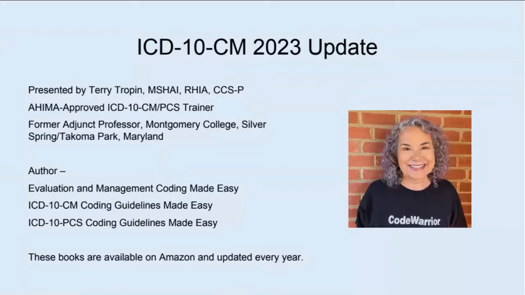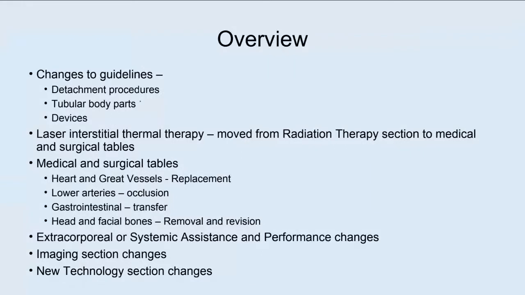Okay, so this is an overview of the presentation. I'm going to talk about changes to guidelines for detachment procedures, tubular body parts, and devices. Also, one section, the laser interstitial thermal therapy, has been moved from the radiation therapy section to specific medical and surgical tables. Also in the medical and surgical tables are changes to heart and great vessels replacement procedures, lower arteries, occlusion procedures, gastrointestinal transfer procedures, and head and facial bones removal procedure and revision. Also outside the medical and surgical tables, there's some changes to extracorporeal or systemic assistance and performance, imaging section, and lots of changes, as always, to the new technology section.